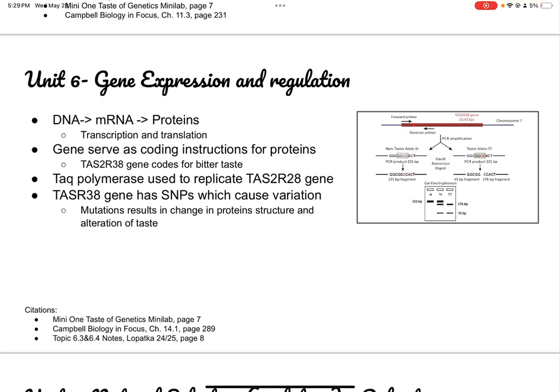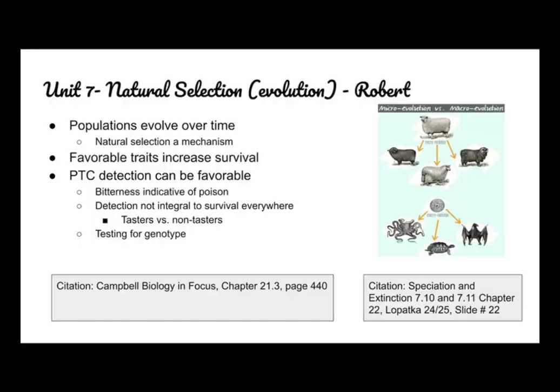Single nucleotide polymorphisms, or SNPs, represent the most common type of genetic variation between individuals. In TAS2R38, these SNPs alter the amino acid sequence of the taste receptor protein, changing its three-dimensional structure and binding affinity for bitter compounds. This demonstrates how even single nucleotide changes can cascade through protein structure and function to create observable phenotypic differences in human sensory perception.